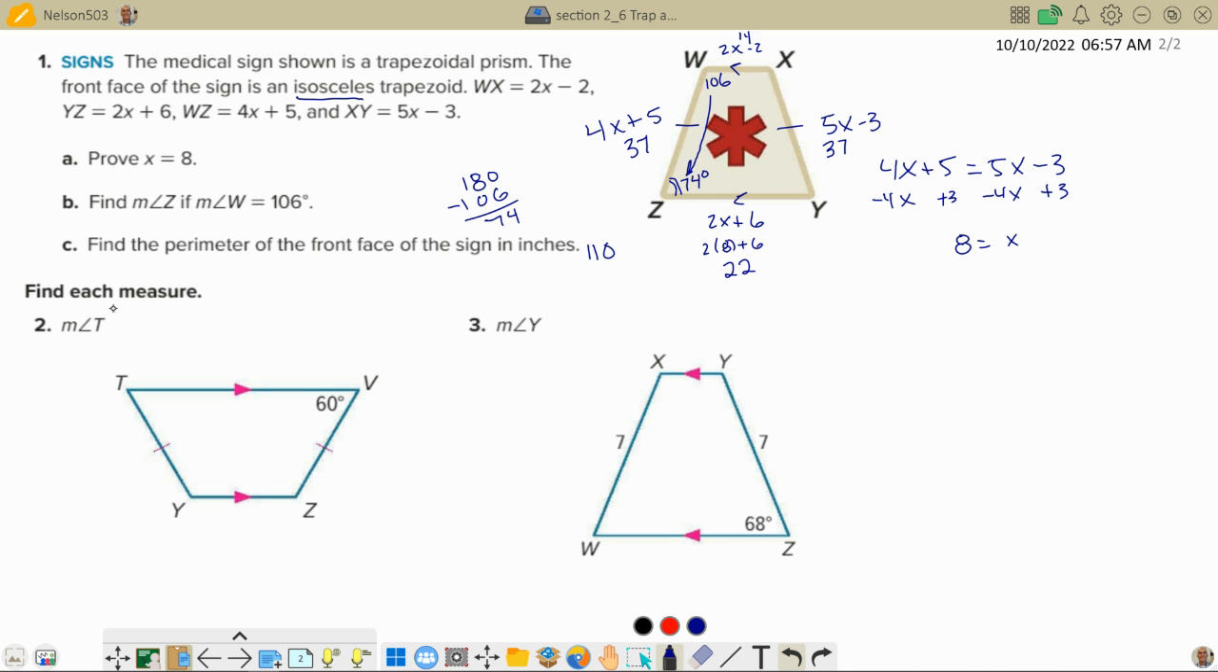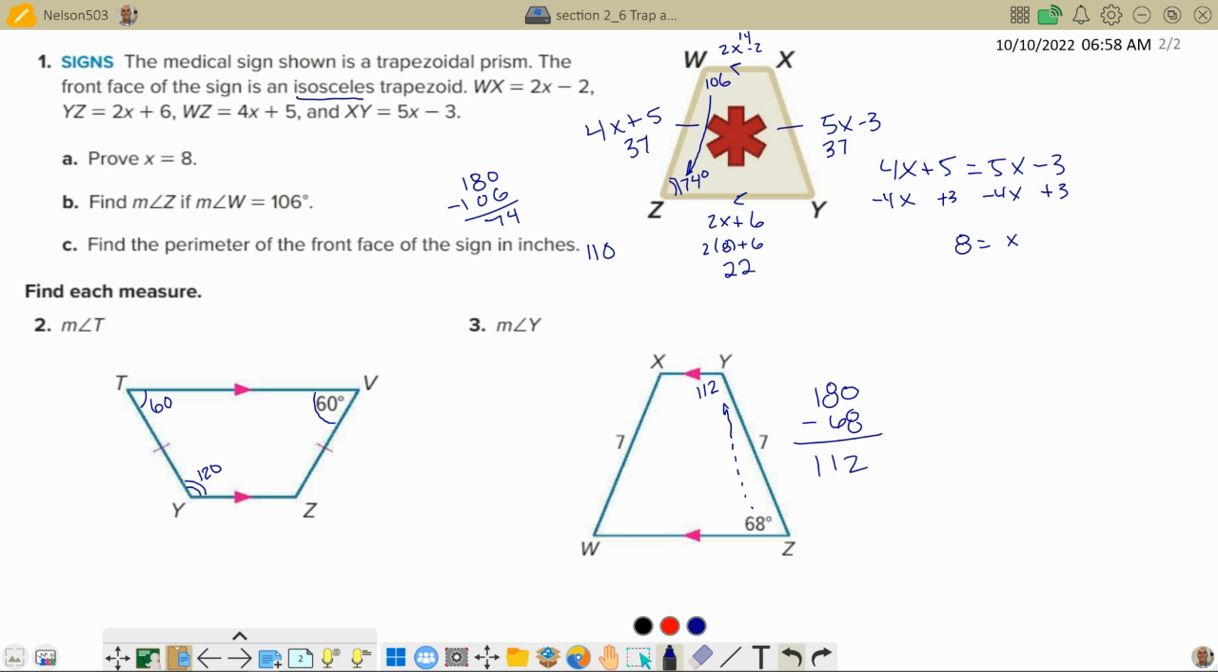So let's look at this one right down here. Find the measure of each thing that they're asking for. Angle T, how big is angle T? It's isosceles, so angle T has to be the same as this base angle right over here, so 60 degrees. Can we find this angle over here? It's got to be supplementary with that one, so it's 120 degrees. How about angle Y? Here's our supplementary quiz right there. That would have to be 112 degrees so that we'd have 180. You could do 180 minus 68, and you get 112.